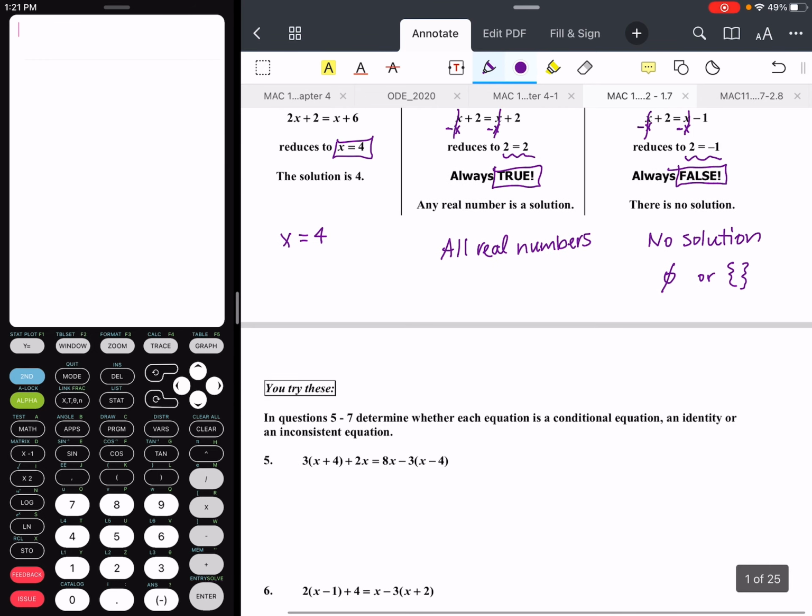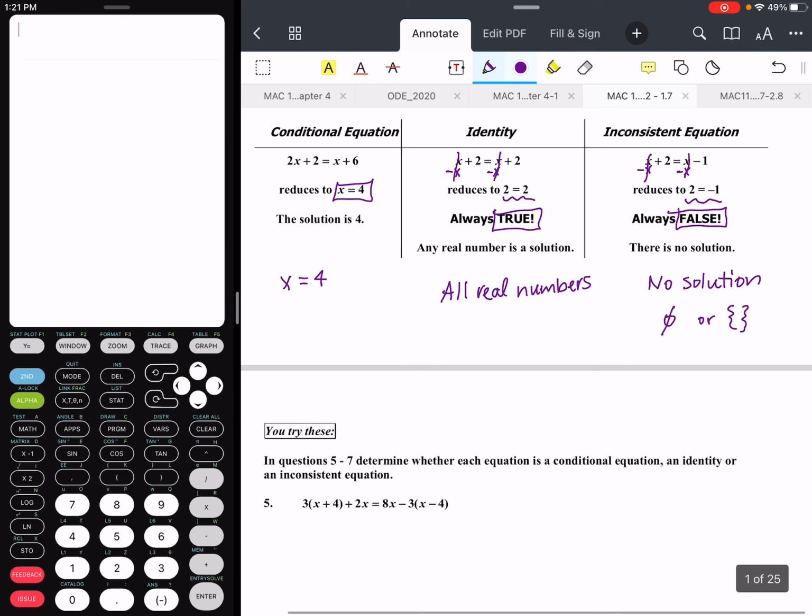All right, so usually you guys are fine with these. The only trick that I've seen students have is just determining between the identity or an inconsistent equation. And the key is when you get to this equation, do you have a true statement or a false statement? That's what I want you guys to focus on. If you have a statement that's always true, all real numbers. If you have a statement that's always false, no solution.